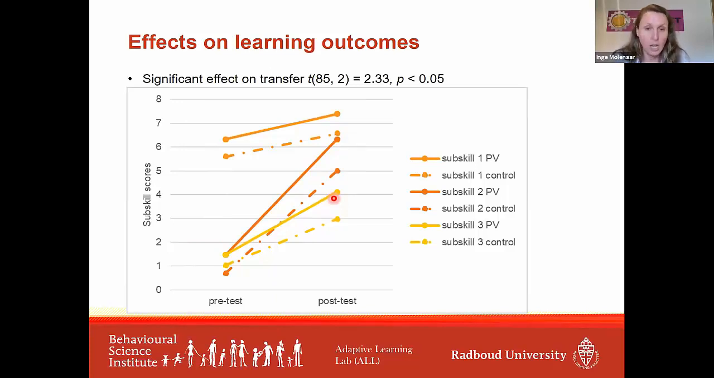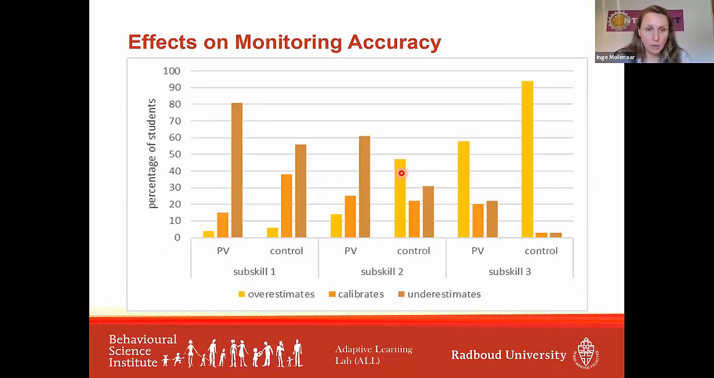Then finally, we move to the effects on monitoring accuracy. And what we see here is that there is an effect on monitoring accuracy with regard to how often students overestimate themselves. First of all, we nicely see that on easier skills, students tend to underestimate themselves, and on more complex skills, they tend to overestimate themselves.